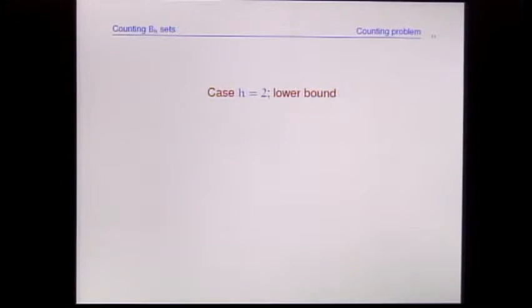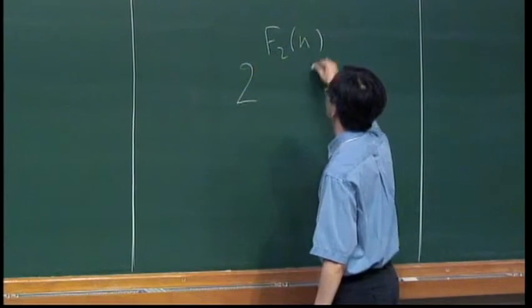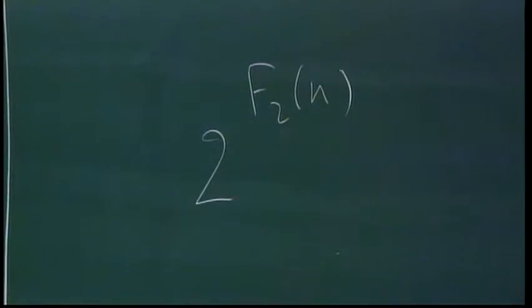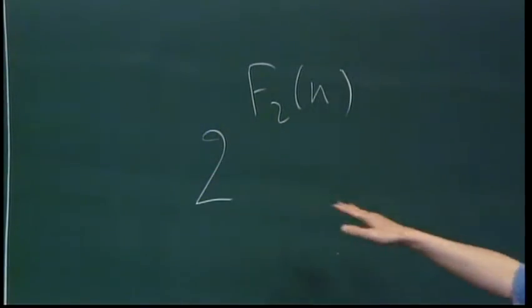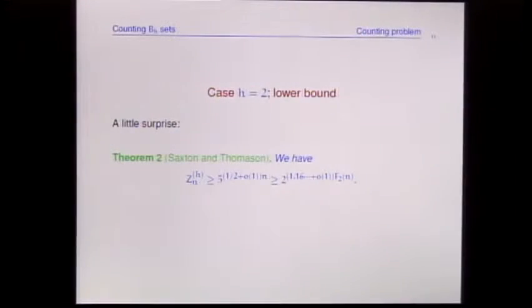Let me say something specific about h equals 2. Let me talk about the lower bound for h equals 2. In this case, there's perhaps a little surprise. Saxton and Thomason proved that the obvious lower bound was 2 to the f_2 of n. So you take one fixed Sidon set, take all subsets. This is the obvious lower bound. And the question is whether the number of such sets is perhaps close to this. But the answer is that it's not true.